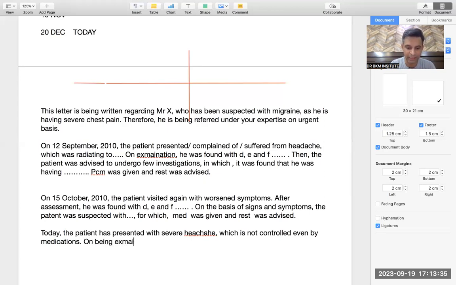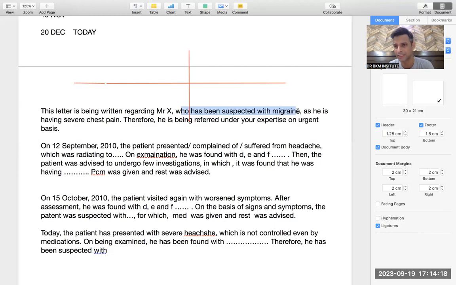On being examined, please learn the variations. So first time I said on examination, second time I used after assessment. Now I'm using on being examined. Now the grammar changes. He was found, no, he has been found with today's signs. Therefore, he has been suspected with. Again, the same top line, which is same.